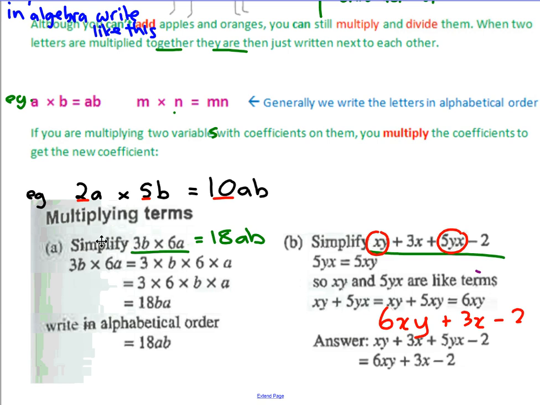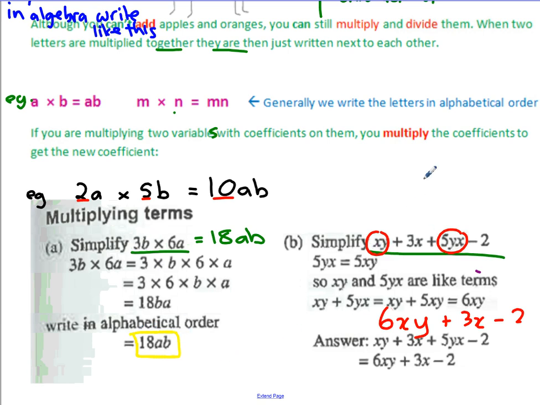So for example, simplify 3b times 6a. Multiply the coefficients, these combine to give you one blobby smoothie. 3 times 6 gives you 18. b times a, don't write ba, write ab. You wouldn't get full marks for that, because you need to have alphabetical order. So this is the way you should write the final answer, in alphabetical order: 18ab. So remember, multiplying, you get a nice big mushy smoothie.